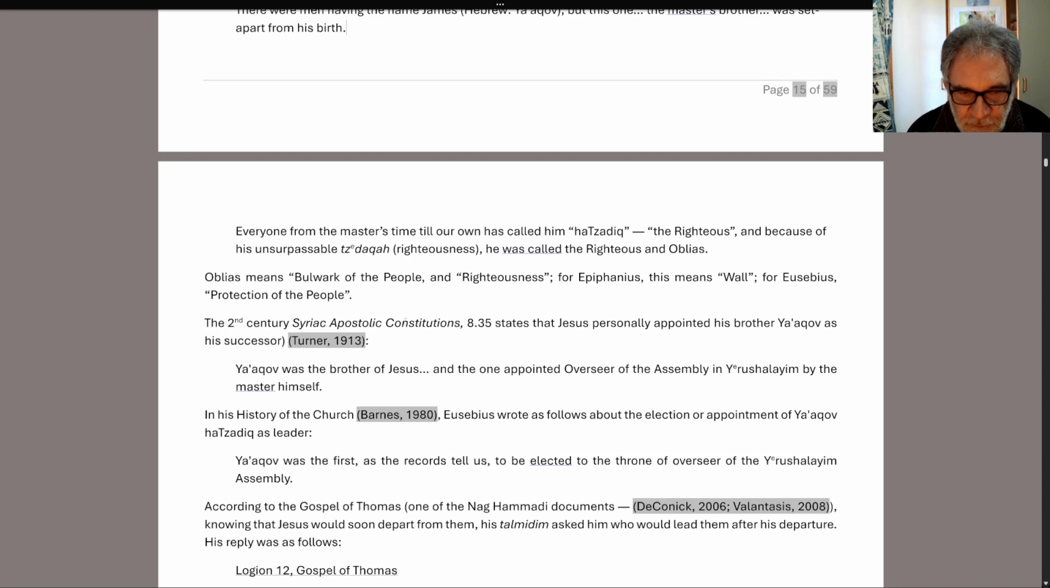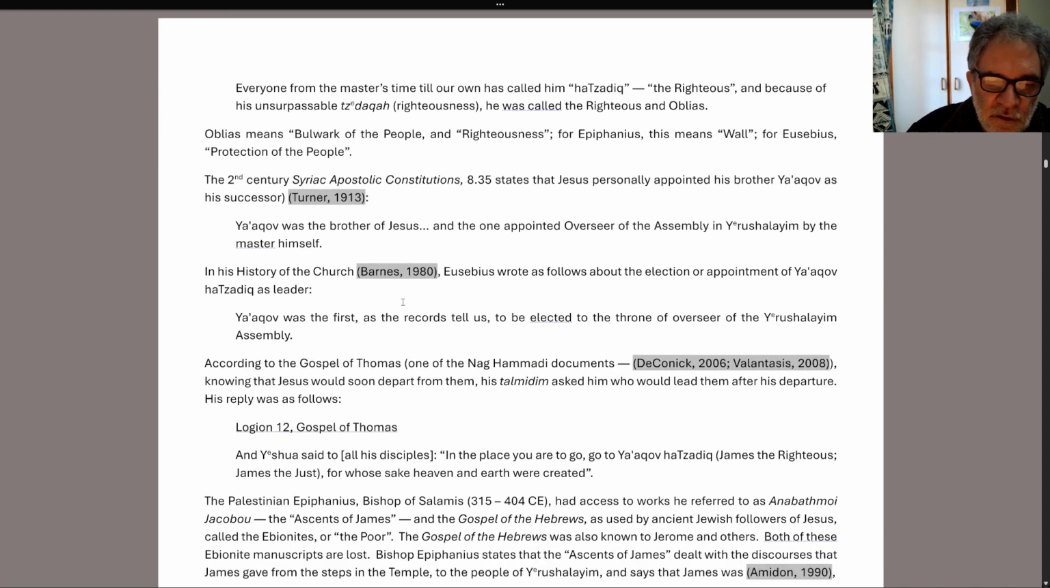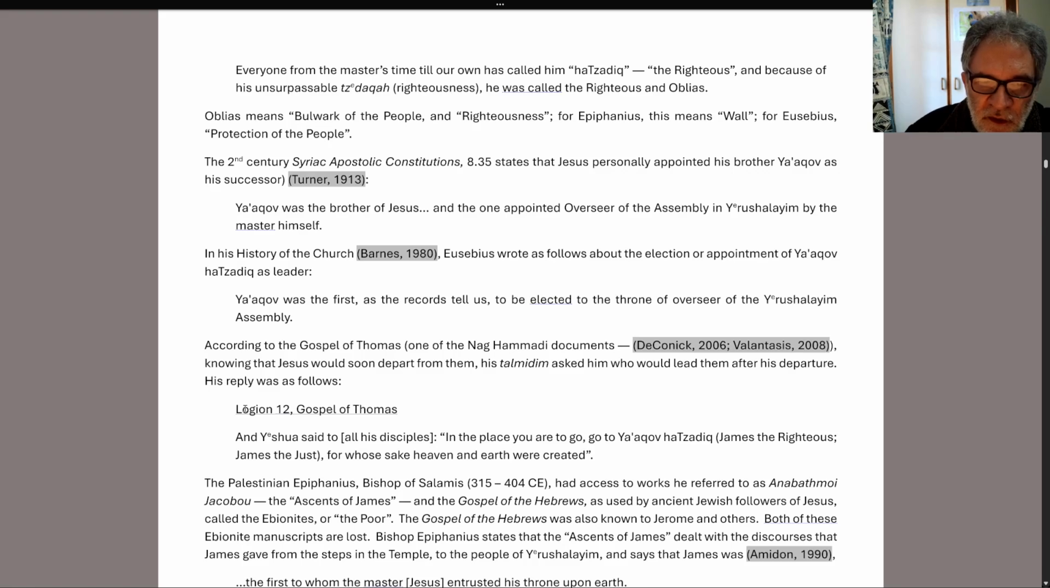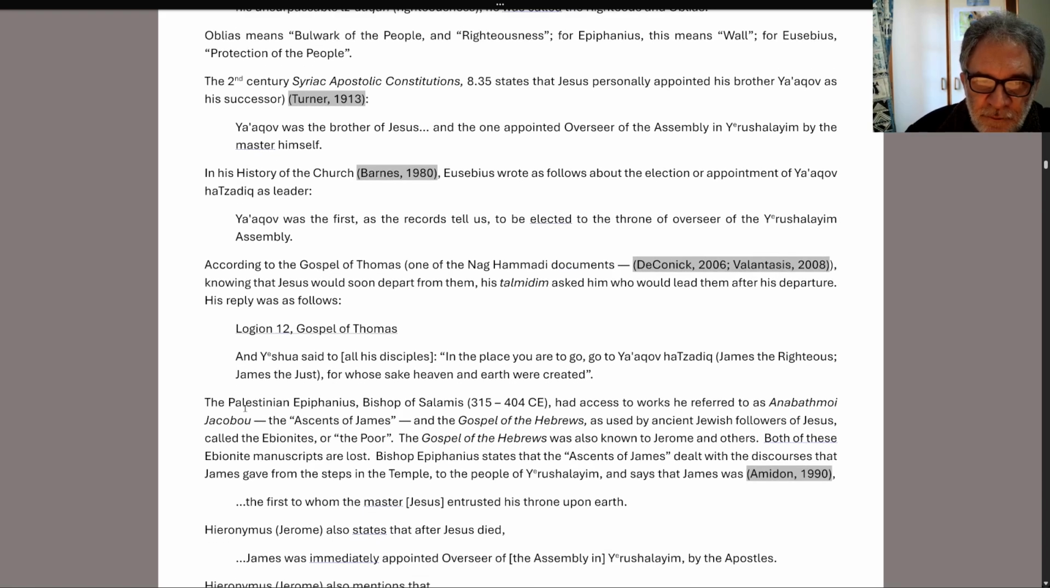According to the Gospel of Thomas, one of the Nag Hammadi documents, knowing that Jesus would soon depart from them, his Talmudim asked him who would lead them after his departure, and his reply was as follows. Logion 12, Gospel of Thomas: And Jesus said to all his disciples, "In the place you are to go, go to Yaakov Hatzadik, James the righteous, James the just, for whose sake heaven and earth were created."